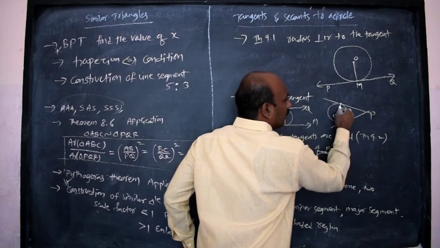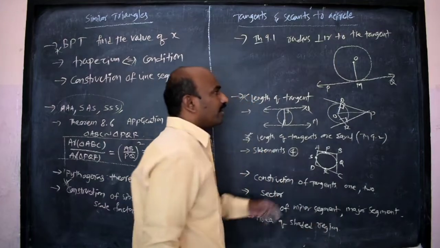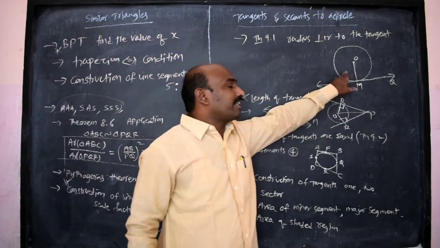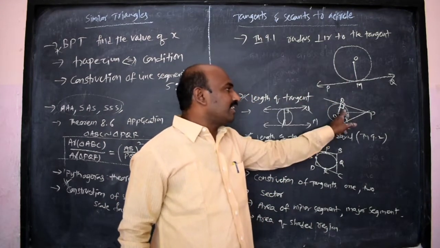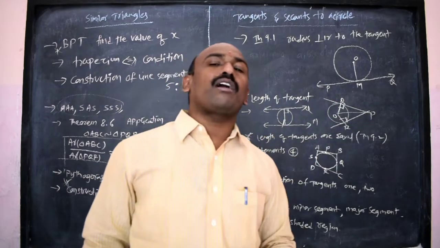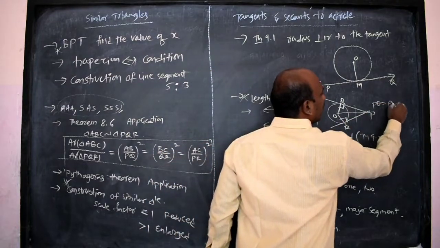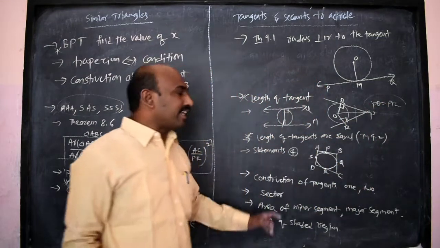Here O, radius, Q are joined. We proved that the radius is perpendicular to the tangent. In that case we can use RHS congruency, or you can use Pythagoras. We can solve for the length of P here, PQ equals PR. We can conclude that PQ equals PR. Very important concept. Length of the tangents are equal.